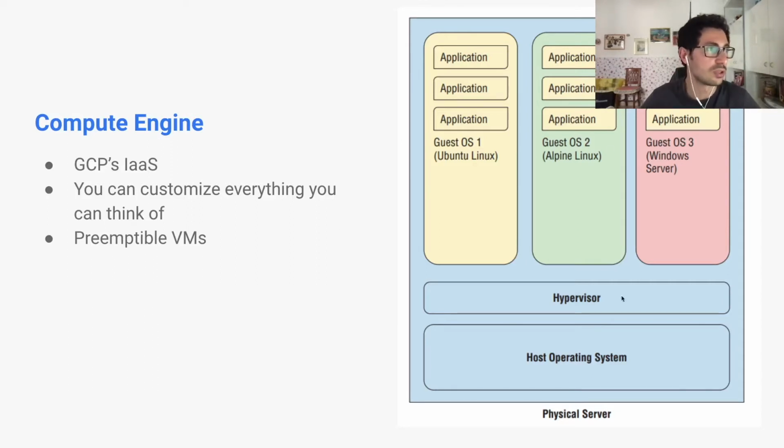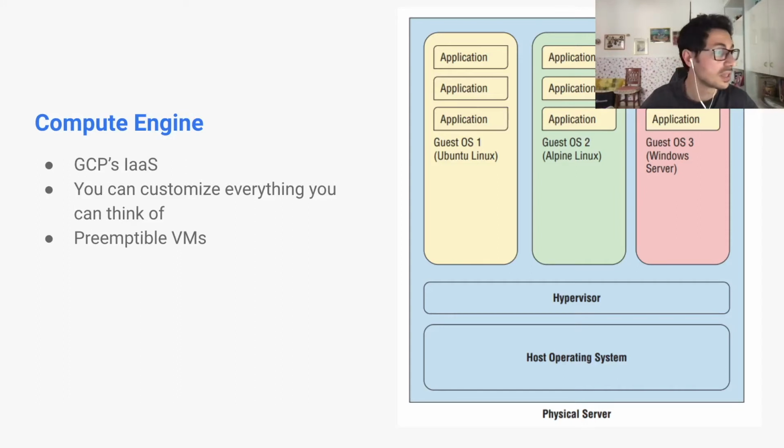But okay, now that we explained the picture that you probably already knew, what can we say? That Compute Engine is the infrastructure as a service of Google Cloud Platform, and we already said before that you can customize everything, really everything you can imagine. And then we have this third point, preemptible VMs. So preemptible VMs is basically another feature offered by Google Cloud Platform that basically tells you, okay, rather than using a normal VM, you can use another kind of VM, which is called preemptible.